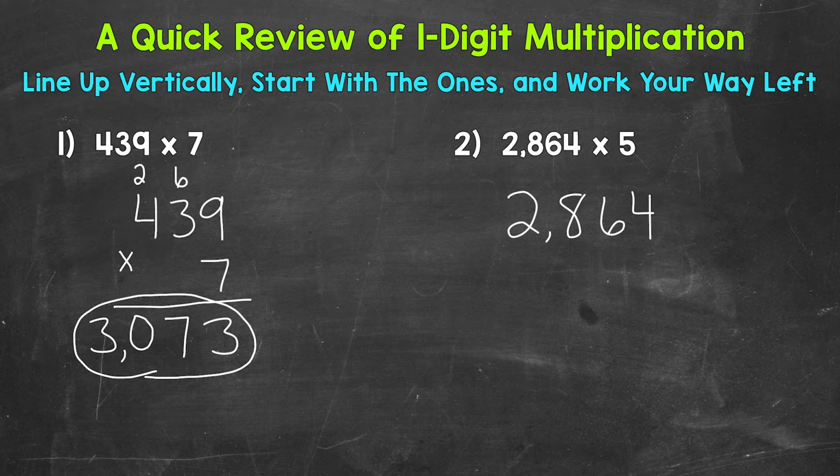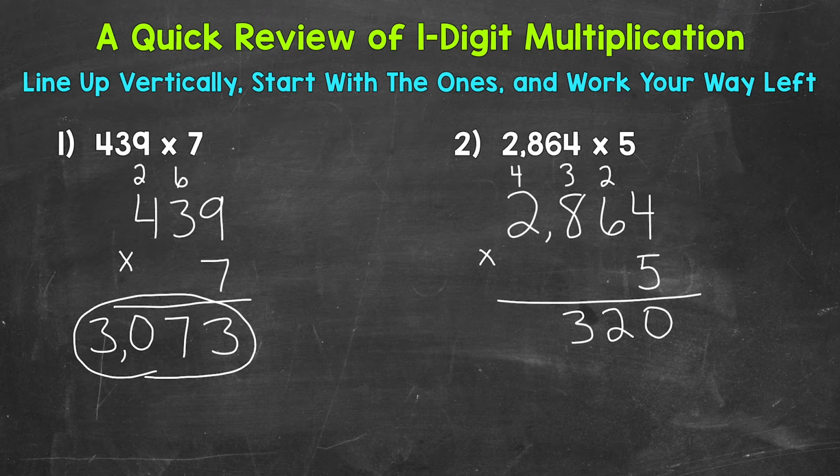2,864 times 5. Start with the ones, and then we will work our way left. So we have a 4 in the ones place. 5 times 4 is 20. Let's put our 0, carry the 2. Then we have the tens place where we have a 6. 5 times 6 is 30, plus the carried 2 is 32. Carry our 3. Then we have the hundreds where we have an 8. So 5 times 8 is 40, plus 3 is 43.